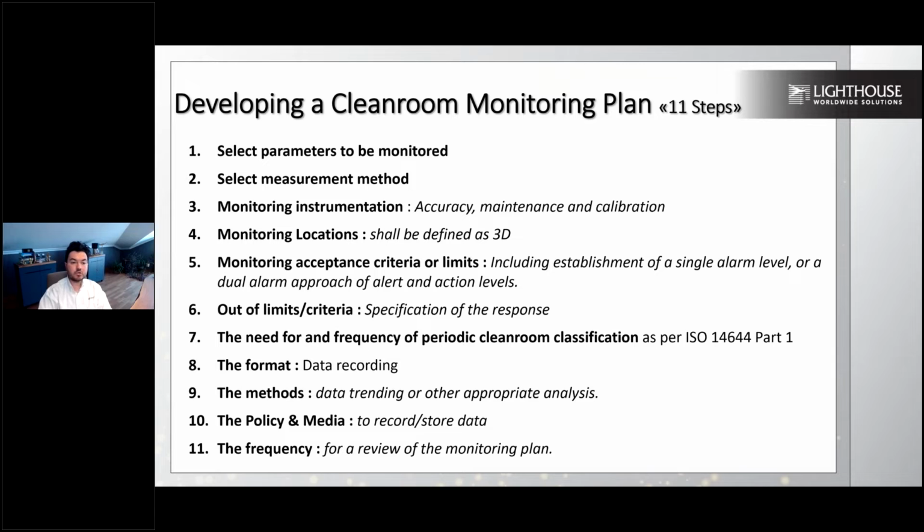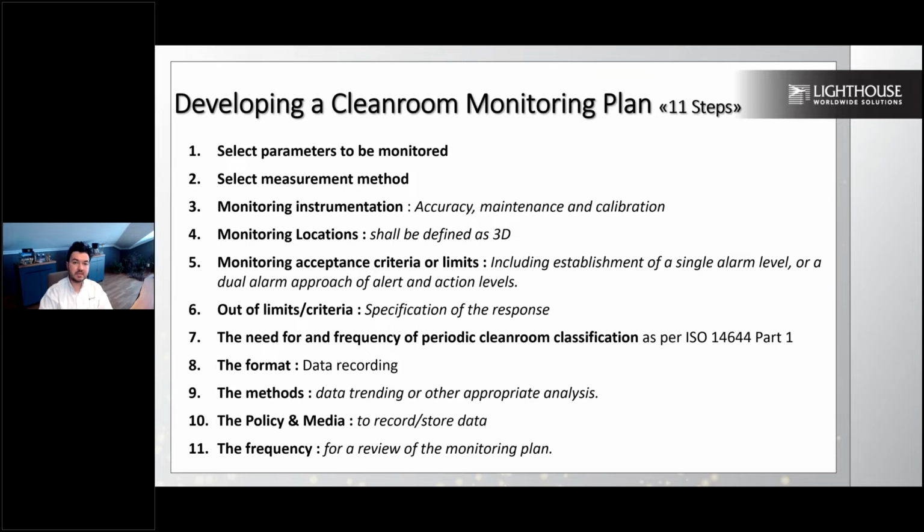Number 5, monitoring acceptance criteria and limits. Without these limits and acceptance criteria, without the alarm limits, for example, collecting all this data will not be useful for monitoring purpose, only for documentation. The reason is that we're not able to generate these alarms so that operators can intervene during production. And for out of limits and criteria, what will be your response? How will you be responding in these locations?